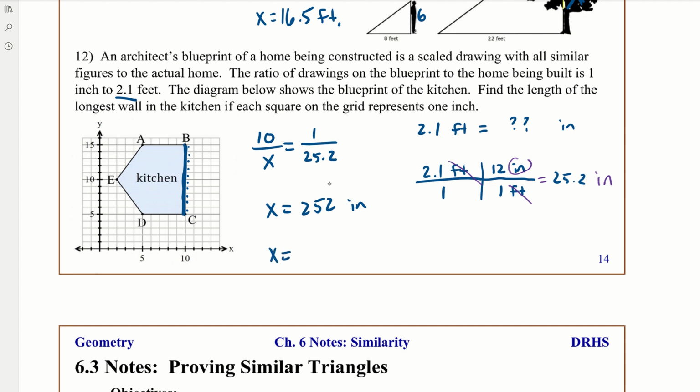Okay, maybe we want this in feet. So I'm going to go ahead, if I just divide this by 12, that would give me my answer in feet. Maybe that'll be better. That is 21 feet. Okay, either way, it didn't specify how it wanted the answer, so either way would have worked.